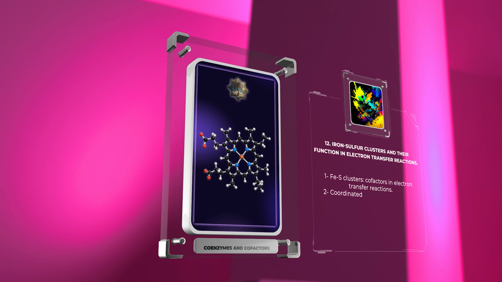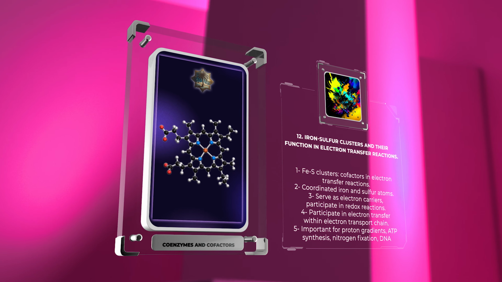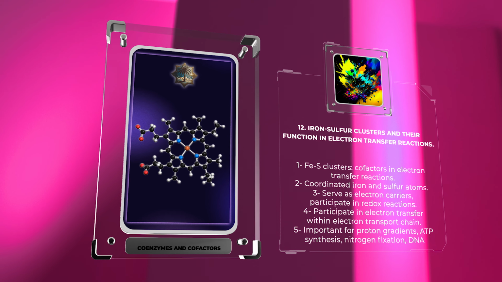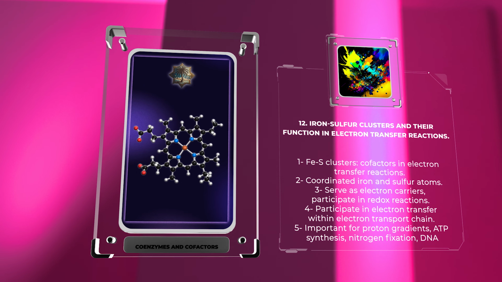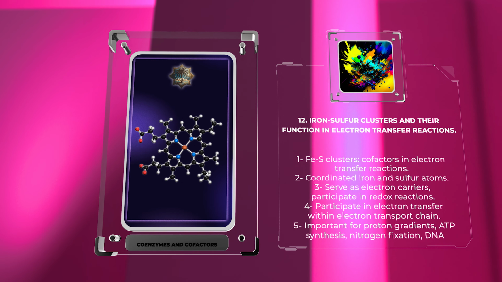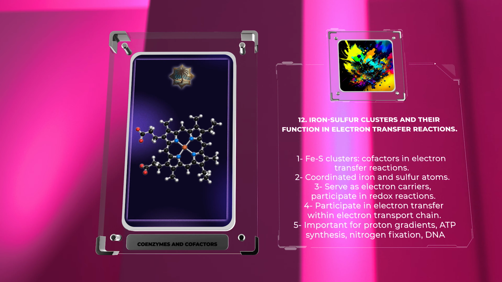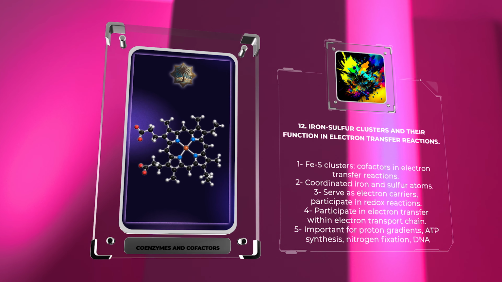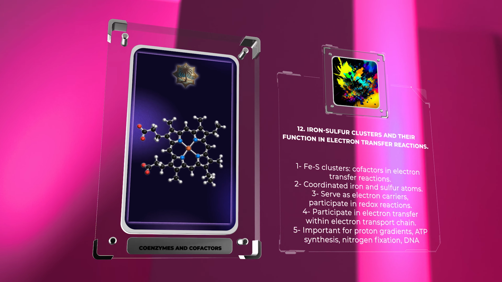Iron-sulfur, Fe-S, clusters are cofactors found in a diverse range of enzymes involved in electron transfer reactions. These clusters consist of iron atoms coordinated with sulfur atoms from cysteine residues and occasionally inorganic sulfides. They exist in various forms, including cubane-like clusters and iron-sulfur clusters bound by protein residues. Fe-S clusters serve as electron carriers, accepting and donating electrons as part of redox reactions.